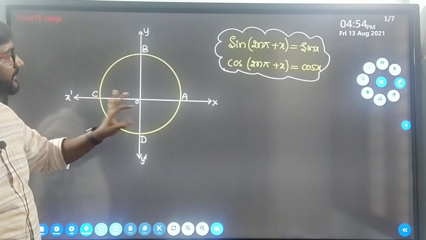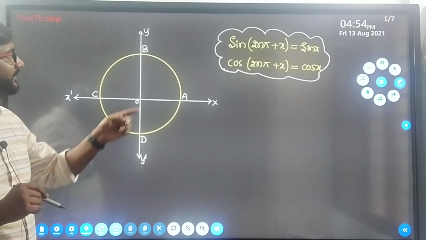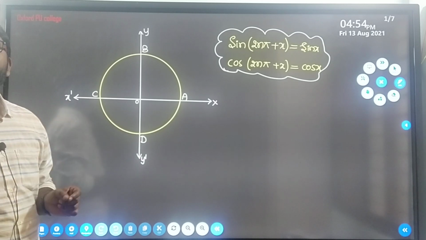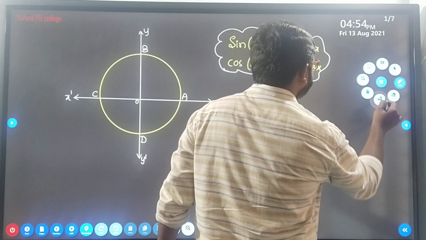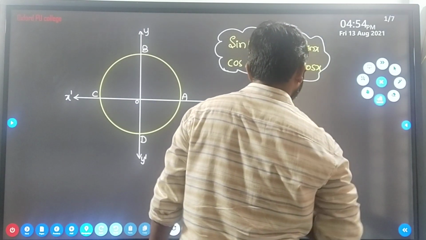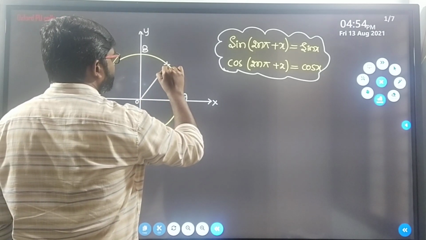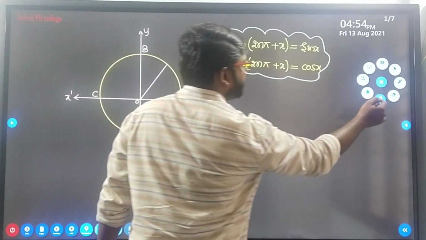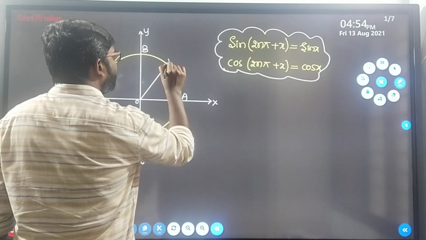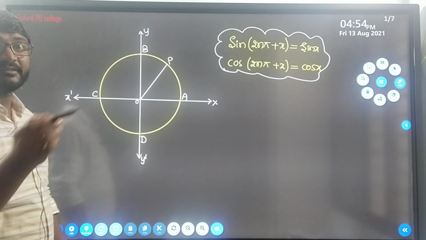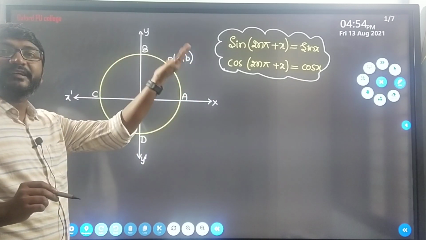Here I have considered a unit circle. A unit circle means a circle whose radius is 1 unit, and we have taken 4 points A, B, C, D. Now I will take a point P on the unit circle. This is the point P. Then what are the coordinates of the point P? The coordinates of the point P are either a comma b or cos x comma sin x.